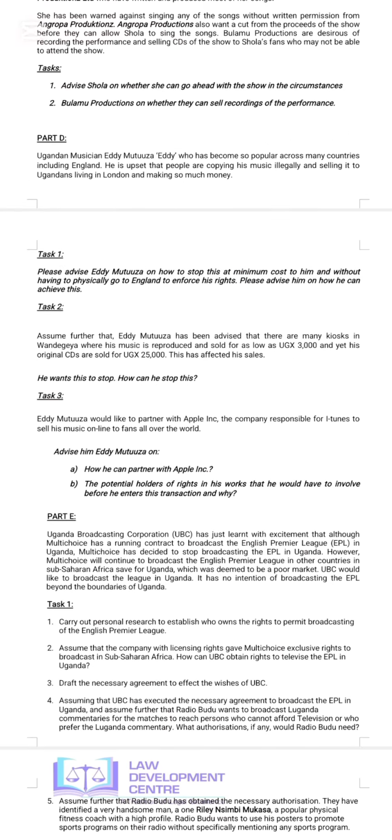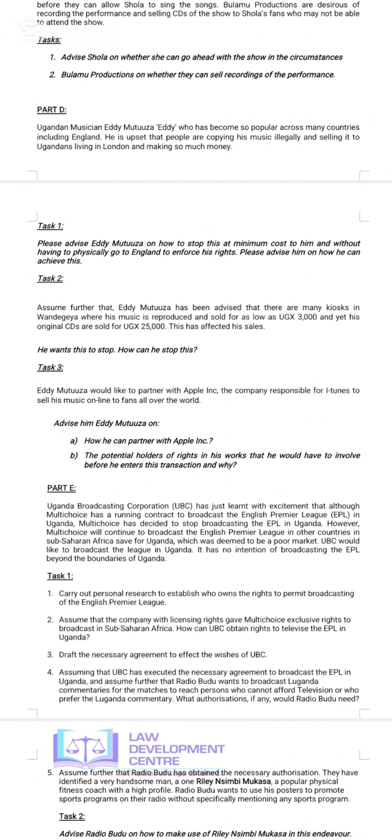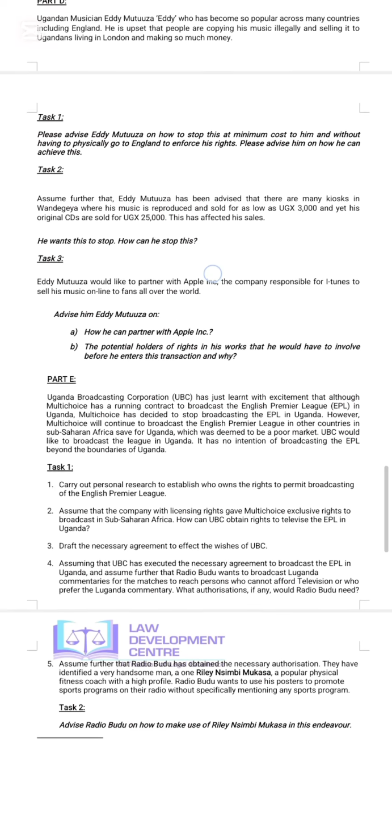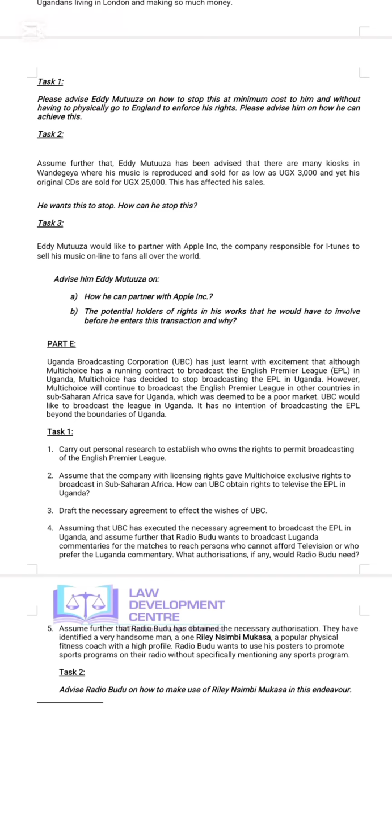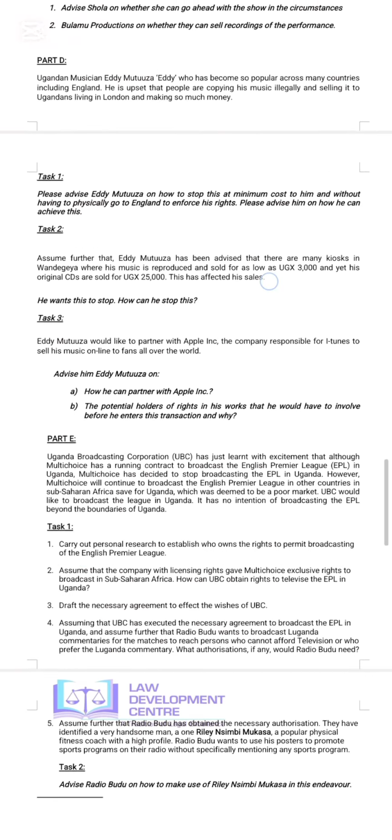Ugandan musician Ed Mutuza, who has become so popular across many countries including England, is upset that people are copying his music illegally and selling it to Ugandans living in England and making so much money. Please advise Ed Mutuza. Assume that Ed Mutuza has been advised that there are many kiosks in Wandegea where his music is reproduced and sold for as low as Uganda 20,000, and yet his original CDs sell at 25,000. This has affected his sales. He wants this to stop. How can he stop this?